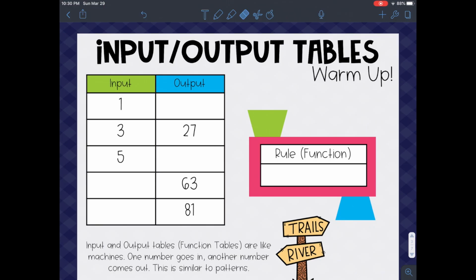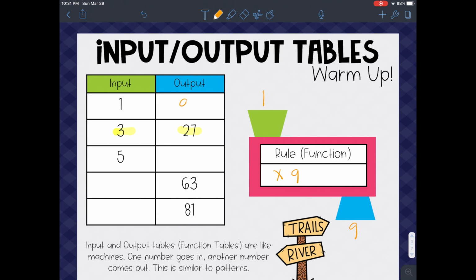When we talk about input-output tables, we talk about that function machine or the rule machine, like patterns. We're trying to figure out the rule. The only two inputs and outputs I'm given are 3 and 27. So I put 3 into the machine and 27 comes out. I have to ask myself, how do I get from 3 to 27? Well, if I know my multiplication facts, I know that 3 times 9 is 27. So my rule or function is now going to be times 9.